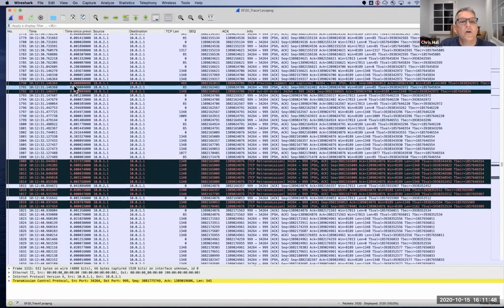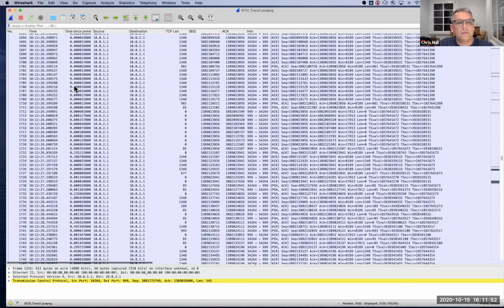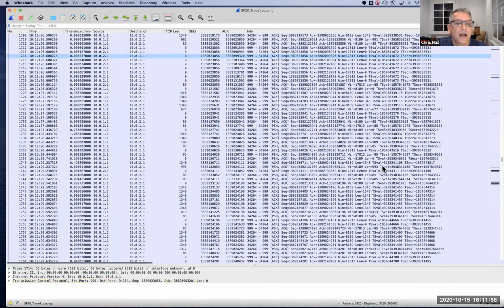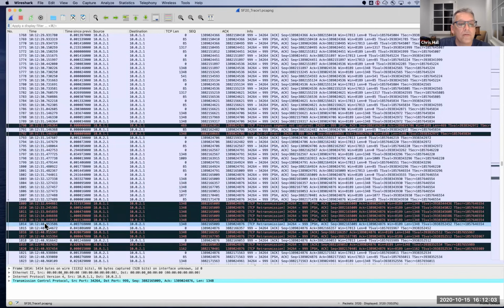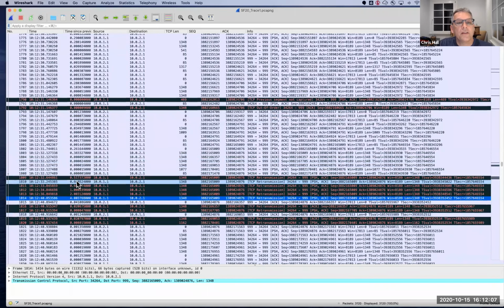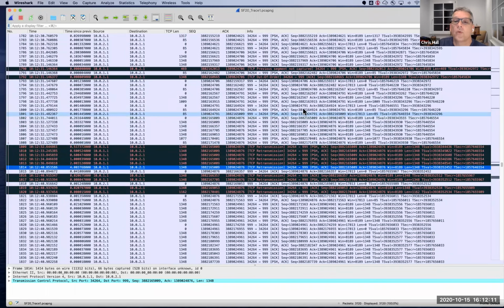But we see 10:12:31. So that's in the middle of that outage. And if we look through, 10:12:40. So right here, we have a big jump in time where nothing happens. This is what we're worried about.